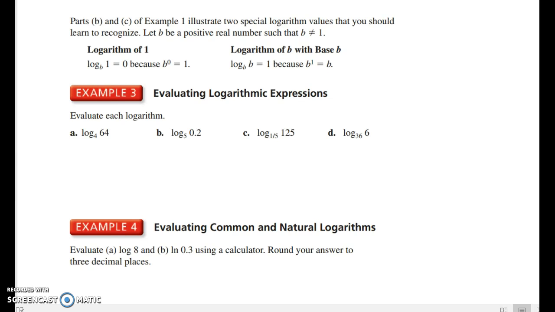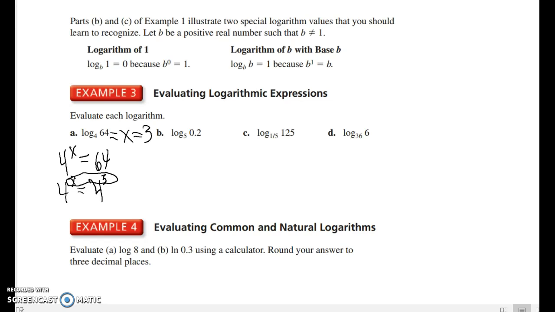Now go to example 3, and you can read this part up top, but we're going to look for the answer to this log. To do that, I'm going to say let this equal x, and say 4 to the x power has to equal 64. Well, let's make it the same base. So 4 to the x equals, I know this is 8 squared, but I don't want 8, I want 4. So this is 4 to the 3rd power. Therefore, we can see x is going to equal 3. So this answer is 3.